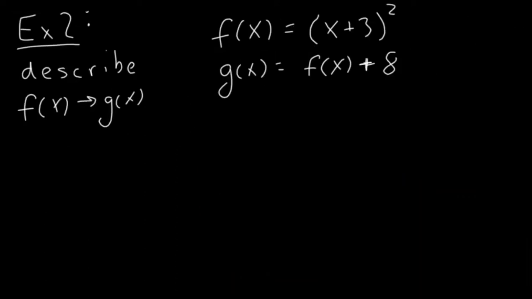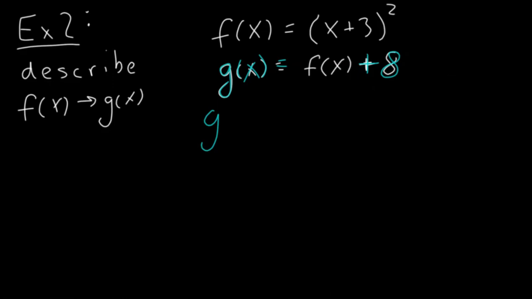Alright, here in example 2, it's asking us to describe the change in f of x to g of x. And you'll notice that f of x is equal to x plus 3, and the whole thing's being squared. And then, of course, we have our g of x. And remember, I'm going to use a different color to annotate g of x. So g of x is equal to f of x plus 8. And once again, notice we're adding that 8 to the outside of the entire function.